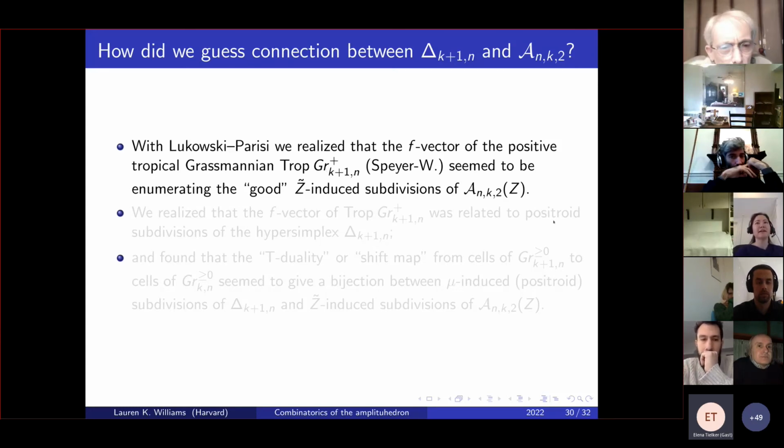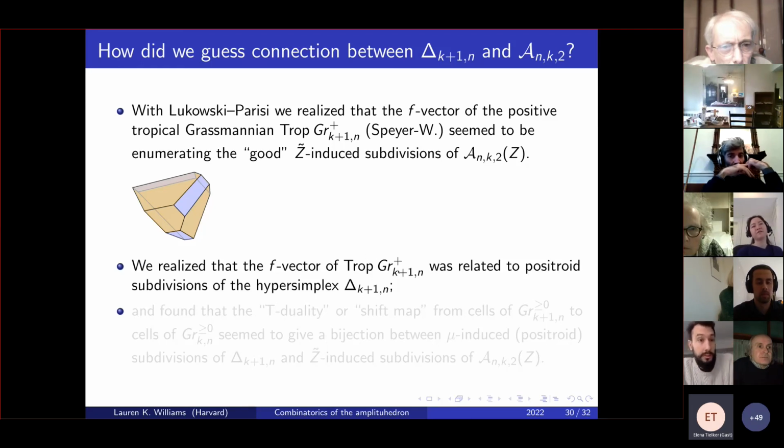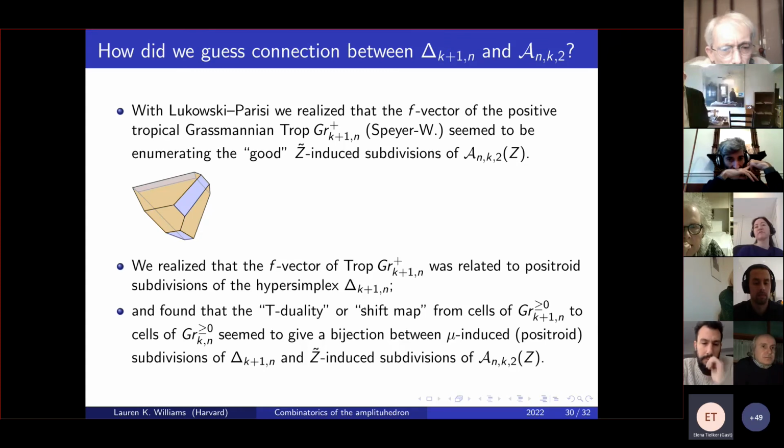And then in the process of trying to explain this coincidence, we realized that the f-vector of the positive tropical Grassmannian was related to positroid subdivisions of the hypersimplex. And then we found that this shift map or T-duality from cells of this positive Grassmannian to this one seemed to give a bijection between the subdivisions of the hypersimplex and those of the amplituhedron. So anyway, it was a sort of indirect connection, initially just found as a sort of numerological coincidence.